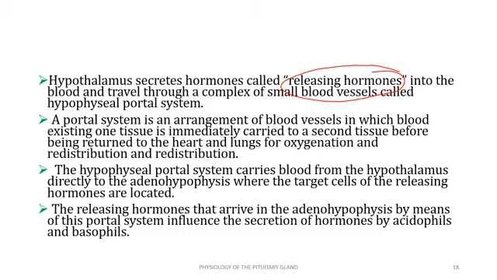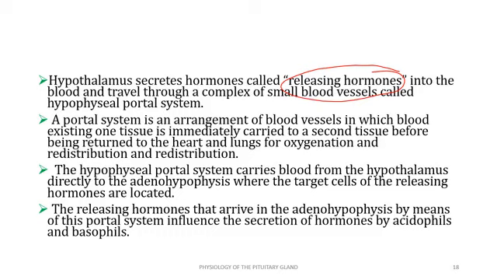A portal system is an arrangement of blood vessels in which the drainage from a tissue does not go back to the heart, but rather goes to another organ. That's what we call a portal system. We normally know that veins drain into the heart, but when the veins do not drain into the heart and drain into another organ, that's what we call portal circulation.